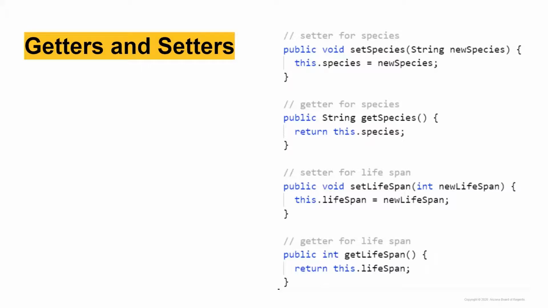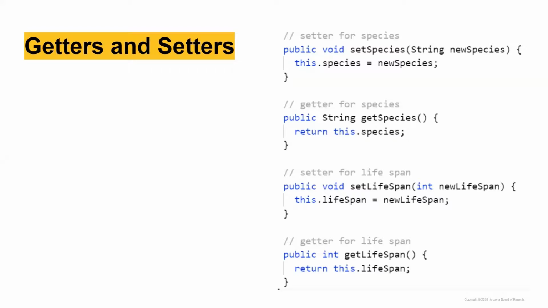So the setter for the species is public void. I'm going to call the method setSpecies so we know what we're talking about. And it's going to pass in a string that we're calling newSpecies. And that string is just going to be whatever you want the species of the object you're editing to be. So again, I'm going to use the this keyword. Again, it's not completely necessary, but I like to be consistent. So this.species, or in other words, the species of the current object, is being set to the newSpecies that's being passed into this method.